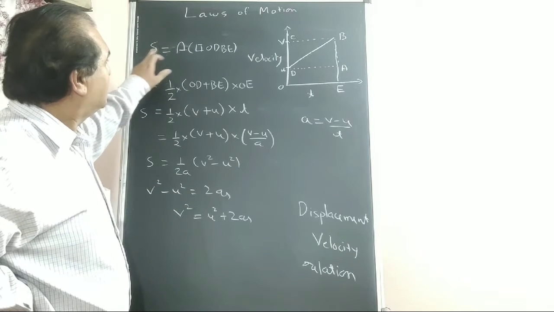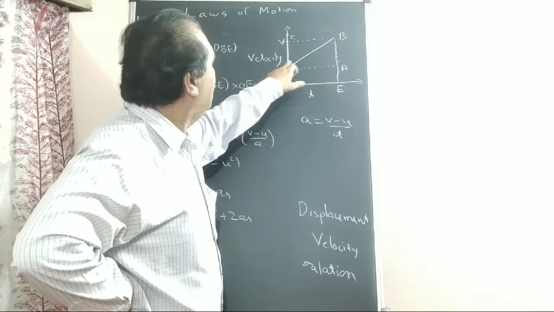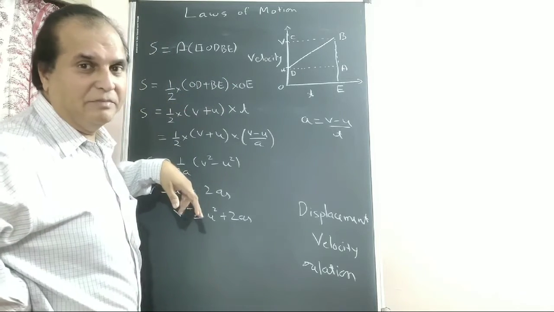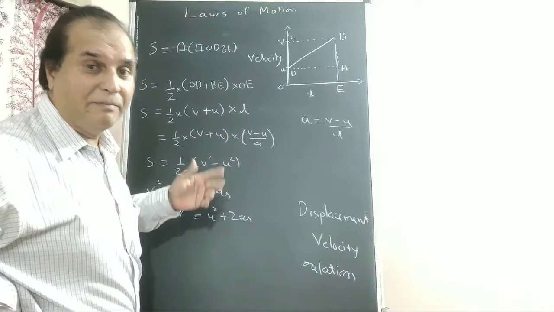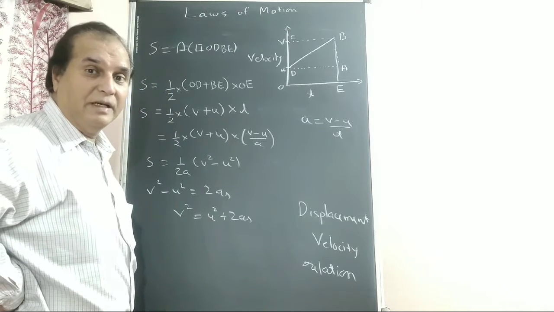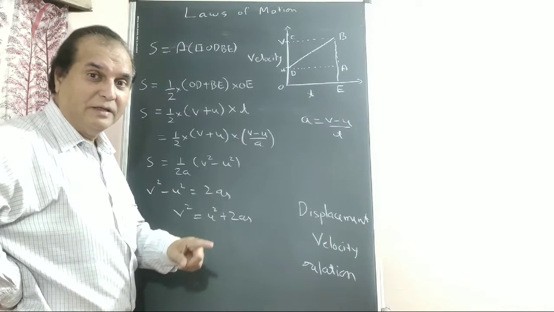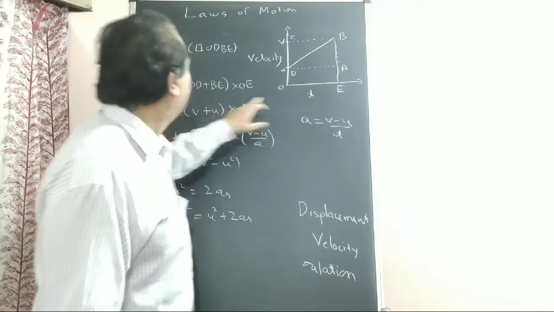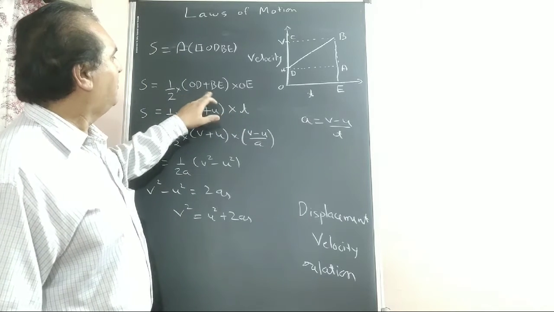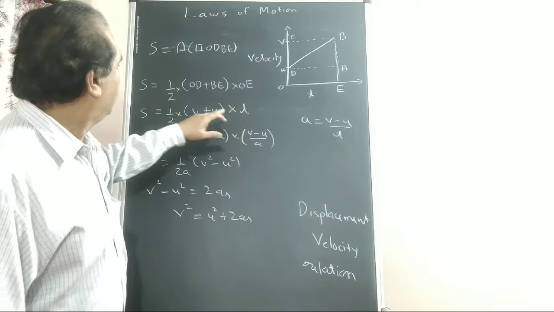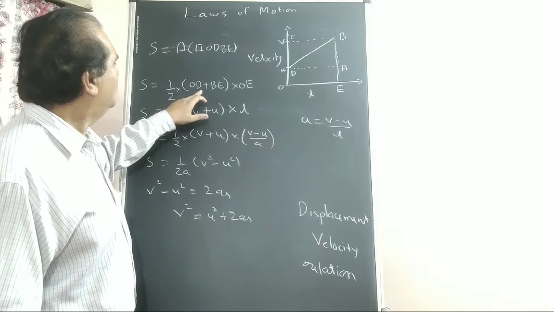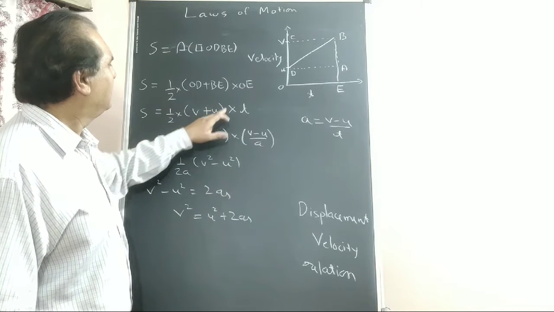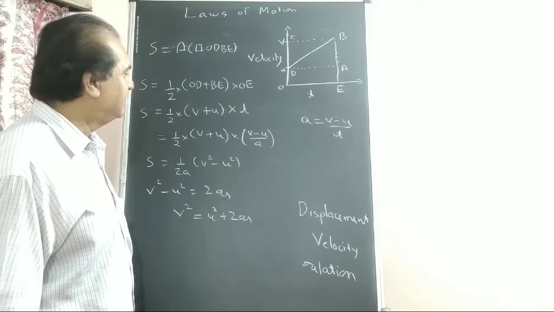See, displacement, the total distance traveled, is the area of quadrilateral ODBE. That is nothing but a trapezium, and here we are using the formula of trapezium. Last year you had trapezium. Area of trapezium is half the sum of parallel sides into height. OD and BE are parallel sides and OE is the height. So half into (OD plus BE) into OE. OD is nothing but u, and BE is nothing but v, so u plus v. OE is nothing but t, our time.